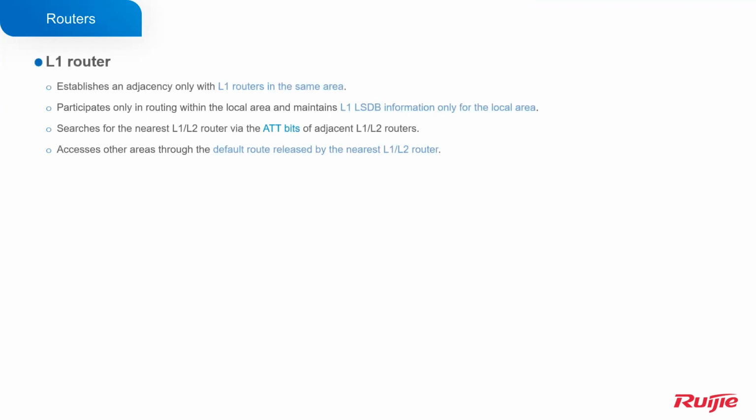So in this process, we will see 3 types of router, right? The first type is a level 1 router. About the level 1 router, if they want to establish the neighbor relationship with other devices, we can only establish the adjacency with level 1 routers in the same area. So this is a limitation.